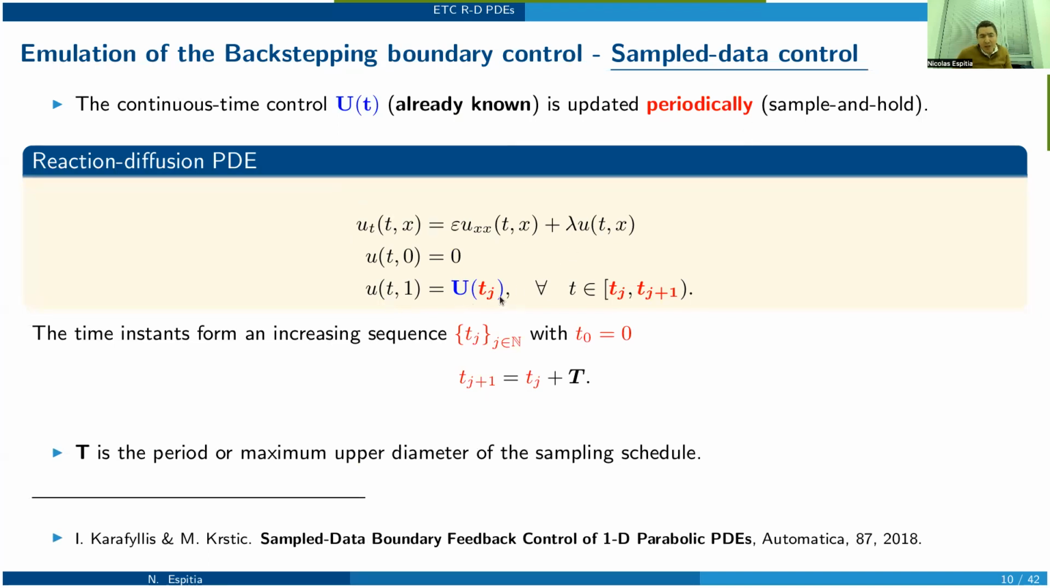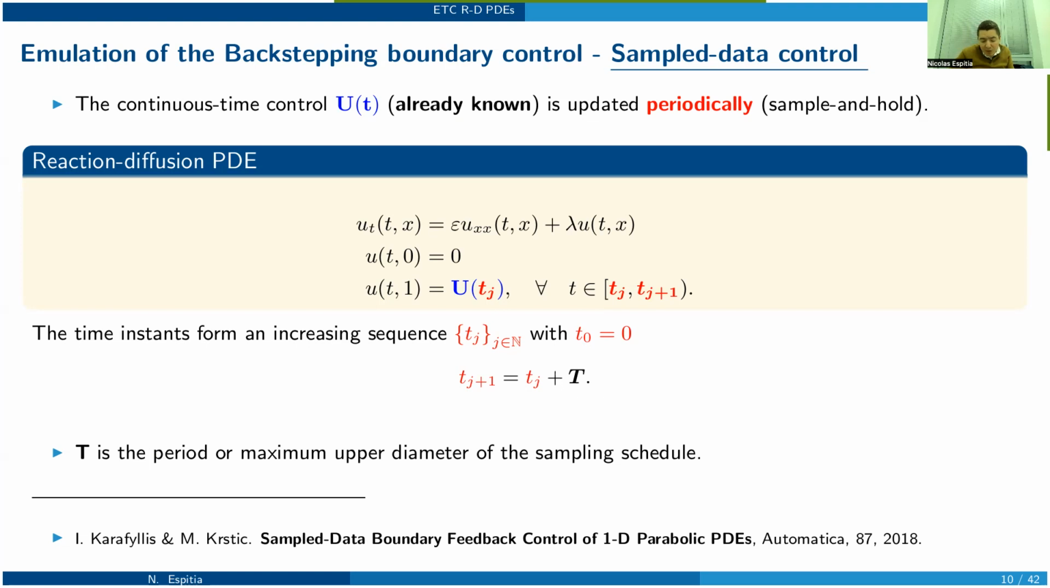Okay, so we keep the control value constant on uniform intervals of time, and we update the controller at t_j plus capital T, some period T, right? That needs to be found carefully. And in this work, Iason Karafyllis and Miroslav Krstic managed to provide a constructive way to select the period. However, this approach turns out to be very conservative, so the periods are very small, and it's not feasible for implementation, not even in simulation.